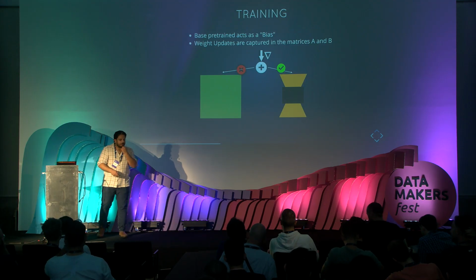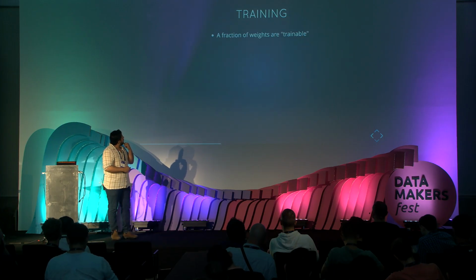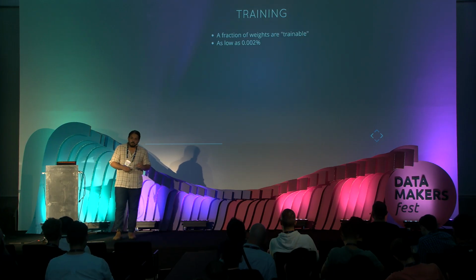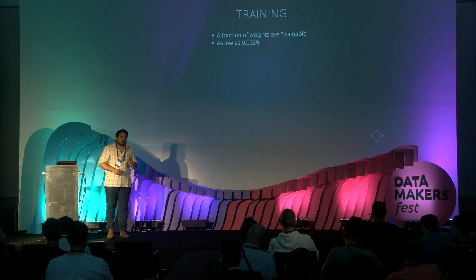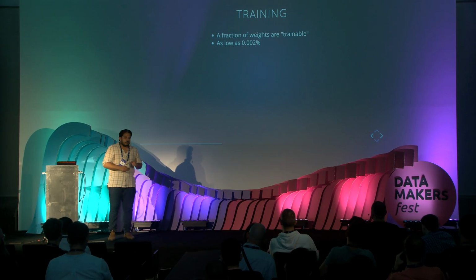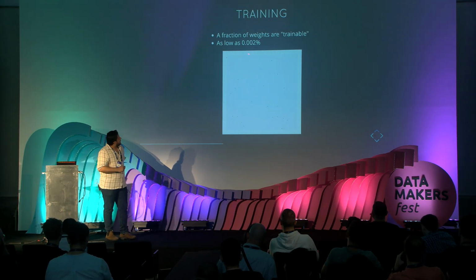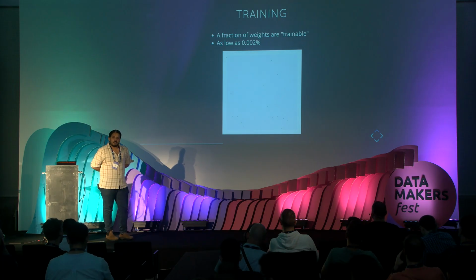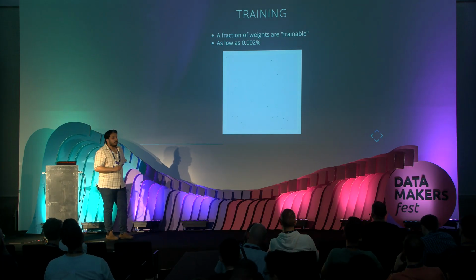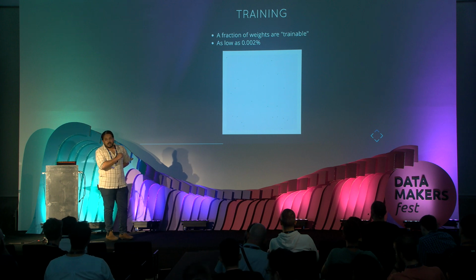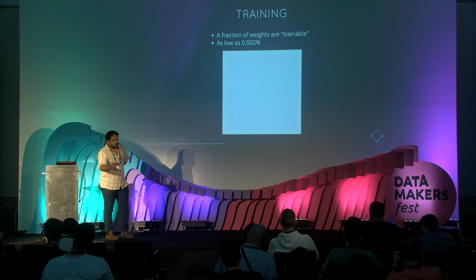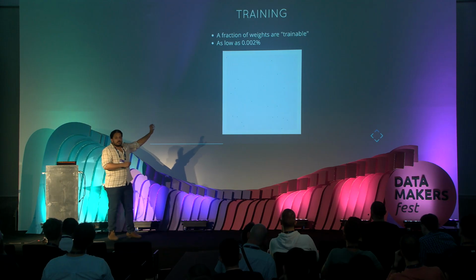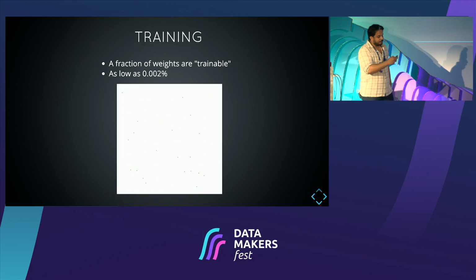So a fraction of weights are trainable because of this process, and it can be as low as 0.002% of the original weights of your model. What that means is, this is a grid of 1,000,000 dots, and out of those 1,000,000 dots, you only need to train the green ones. And they have been magnified by a factor of 100 here. So that's all you need. Once you have a pre-trained model, that's all you need to update and fine-tune your model on your task. This is just a visualization of how little that is and how effective that is.